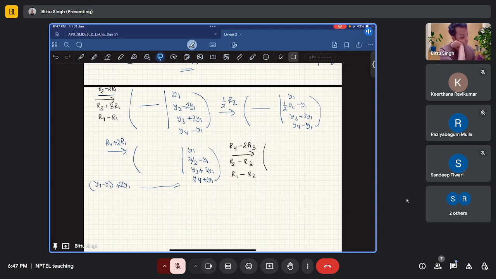Now the next operation will be like this. If you apply those operations, then this will become, so I am not doing those things. So the first one is R1 minus R3.